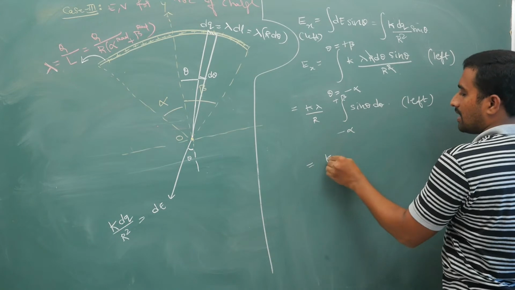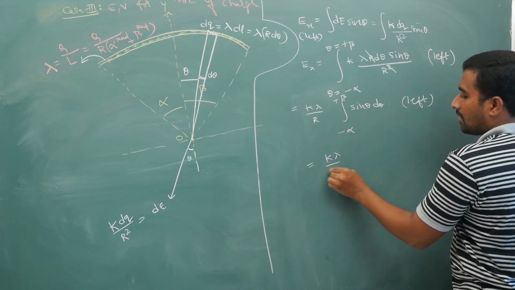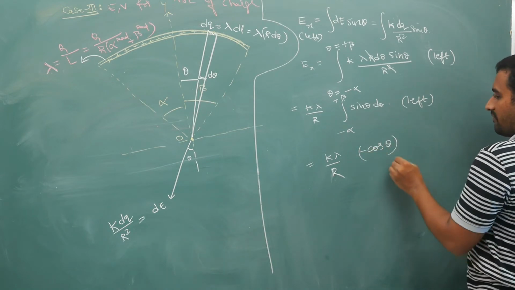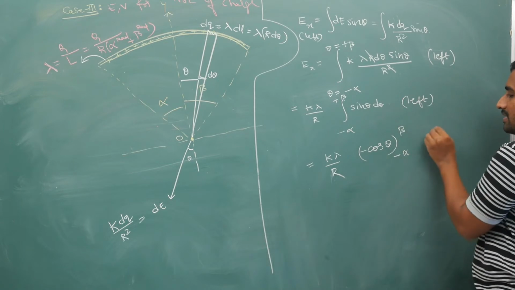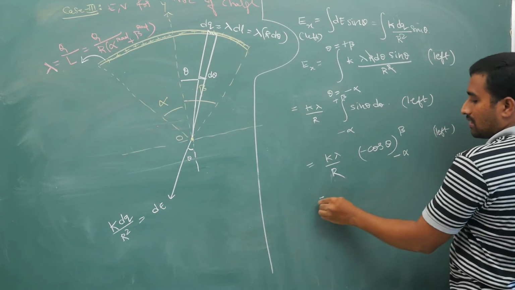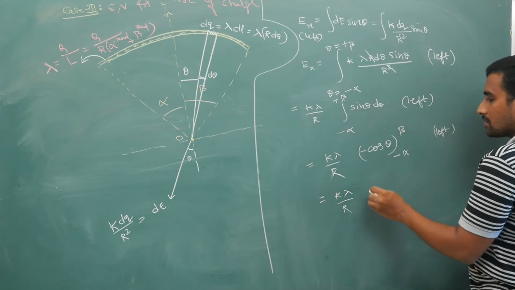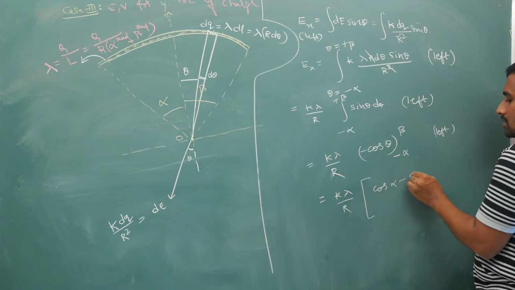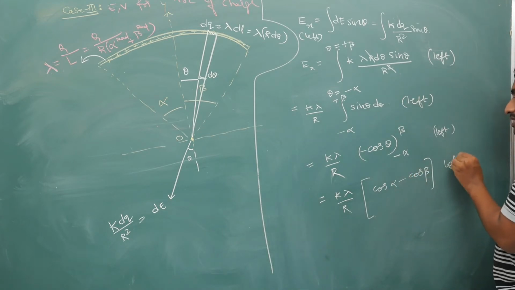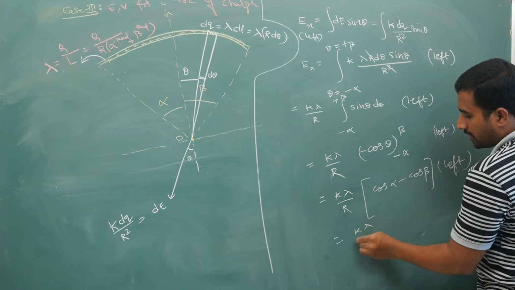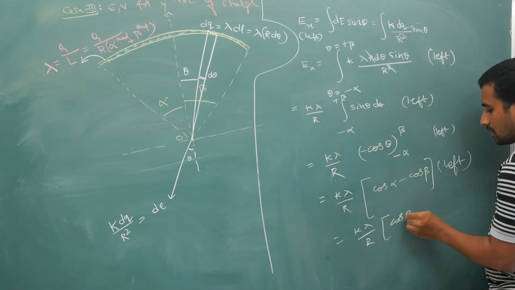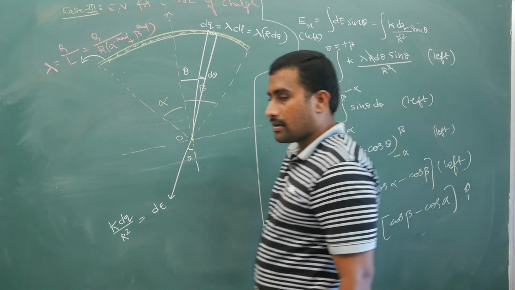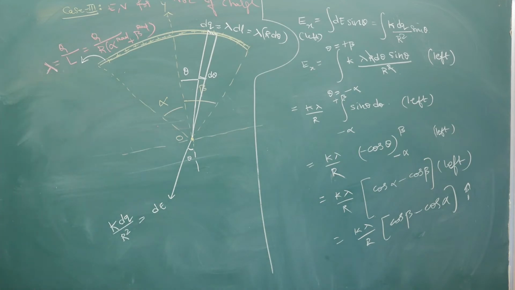So that will give you k lambda by r times the integral of sin theta, which is minus cos theta, from minus alpha to plus beta, direction towards left. That will give you k lambda by r times minus cos beta plus cos alpha, towards left. If you simplify it further, you are going to get k lambda by r times cos beta minus cos alpha I cap. Right? So don't get confused at that part.